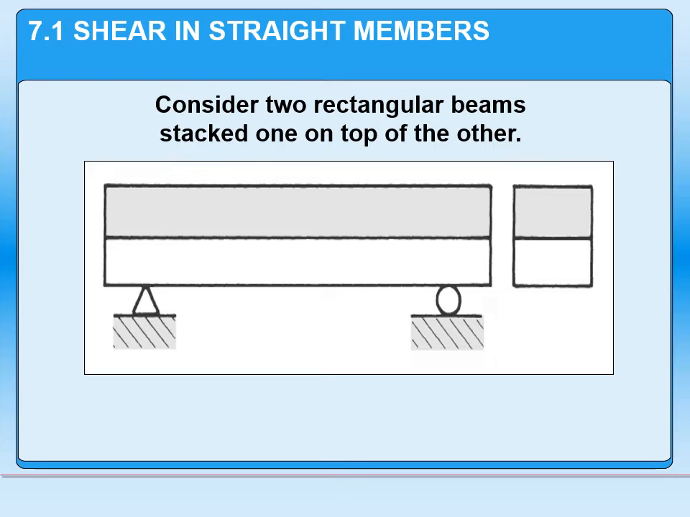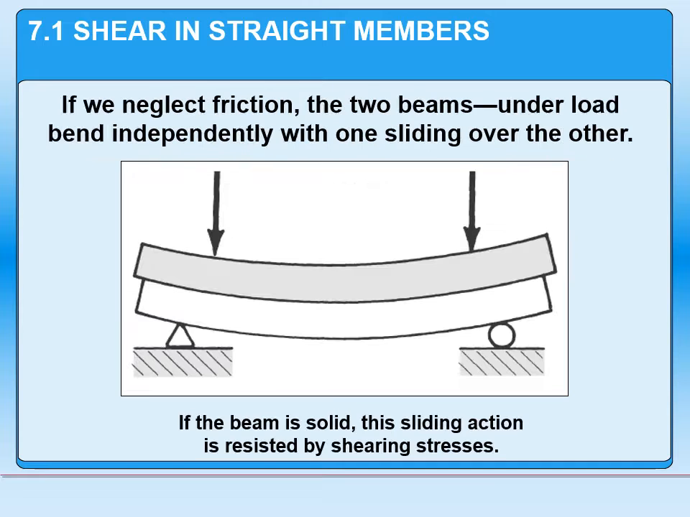To give you an idea what's happening, let's take a look at two rectangular beams. In this case, they're stacked on top of each other, but they're not connected. So they're free to move relative to each other, but they are supported by these two structures right here. Now, if we place a concentrated load here and a concentrated load here, this is going to put our pair of beams into bending. Now, if we assume this is a frictionless surface here, we can also show that these two beams are going to bend independently of each other.